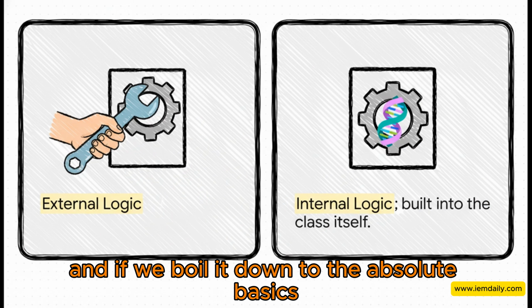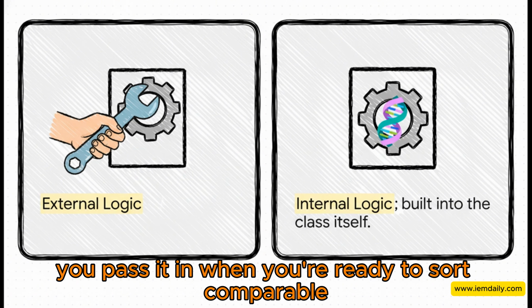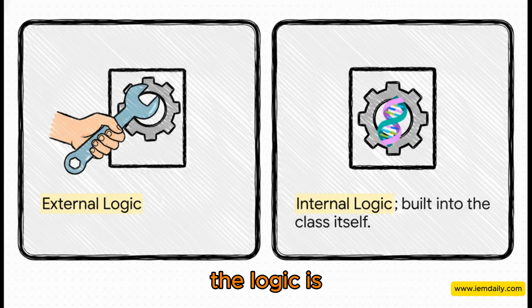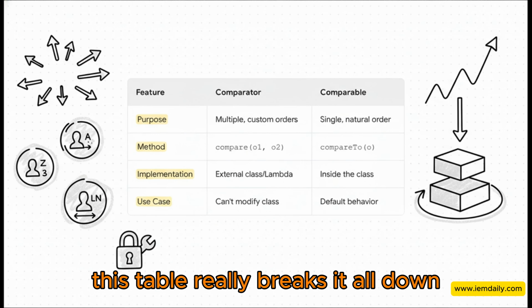And if we boil it down to the absolute basics, this is it. Comparator, the logic is external. You pass it in when you're ready to sort. Comparable, the logic is internal. It's baked right into the class itself. This table really breaks it all down.